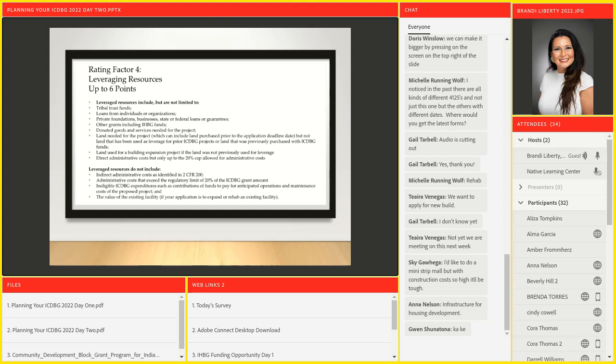Land that is needed for the project can be used as leverage, and this can include land that was purchased prior to the application deadline date. But you cannot have utilized land that has already been allocated as leverage to another project. If you're using the land for a building expansion project, if the land was not previously used for leverage, and direct administrative costs, but only up to the 20% cap allowed for admin cost.